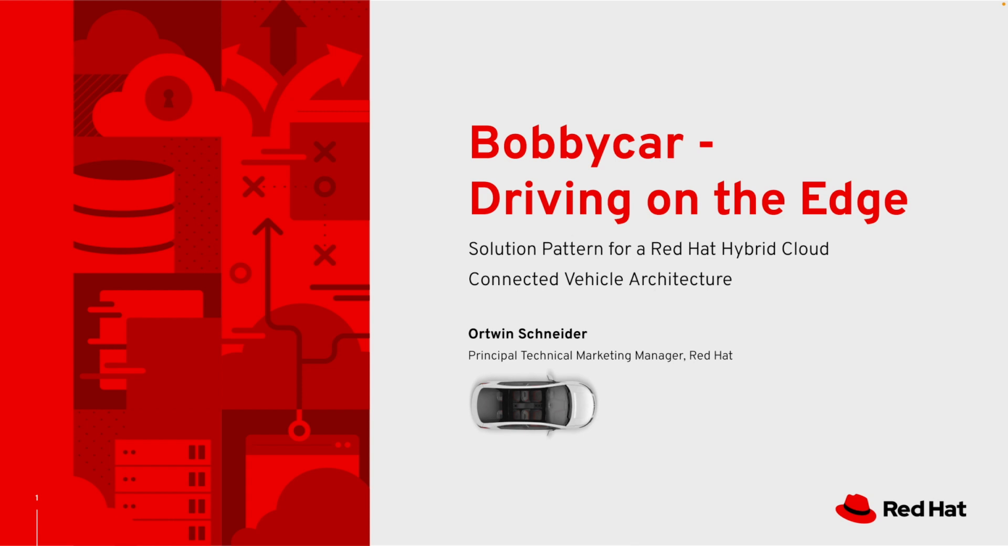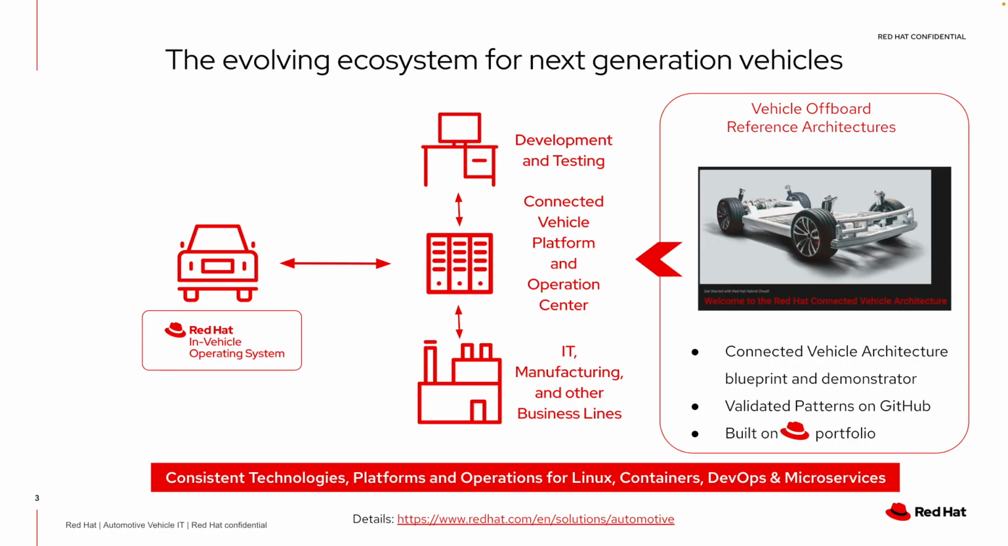Today I would like to walk you through a Red Hat solution pattern that implements key aspects of modern IoT edge architecture in an exemplary manner. The pattern is called Bobbycar and it is in the context of the automotive industry. Now, the automotive industry is undergoing digital transformation and rapid innovation. Automakers are now differentiating themselves with software-defined vehicles that deliver enhanced driver and passenger experiences.